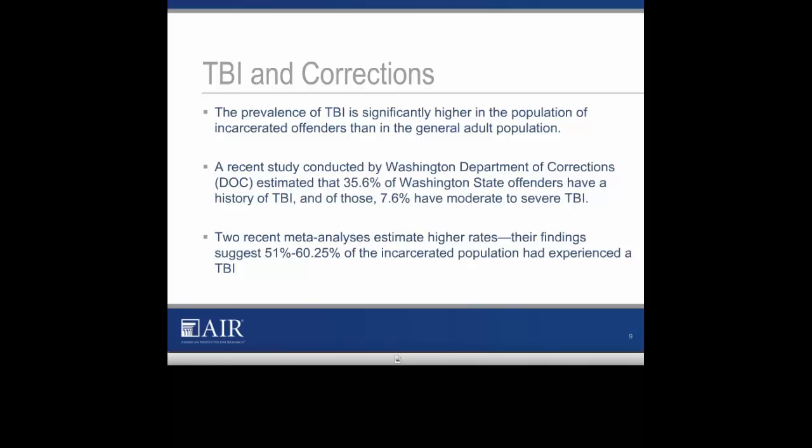So what happens when people with TBI are incarcerated, when they connect to the Department of Corrections? Well, first let's talk about how many people in prison have a TBI. The prevalence of TBI is significantly higher in the population of incarcerated offenders than in the general adult population. A recent study by Phillips, conducted in the Washington State Department of Corrections, estimated that 35.6% of offenders in the Washington State DOC have a history of TBI, and of those, 7.6% have moderate to severe TBI. A couple of recent meta-analyses have estimated even higher rates, as high as 51 to 60% of the incarcerated population having experienced a TBI.